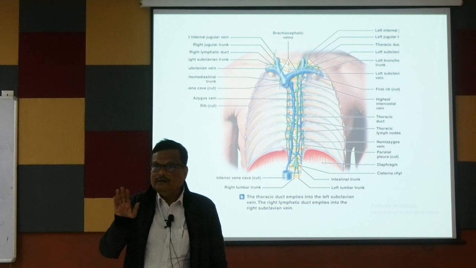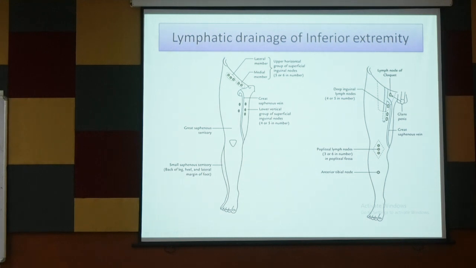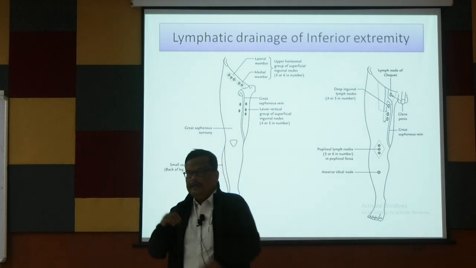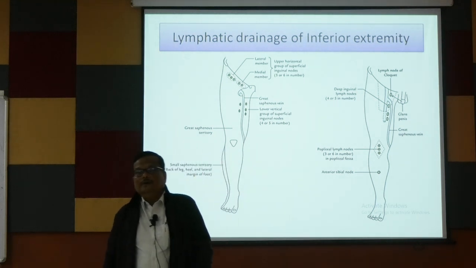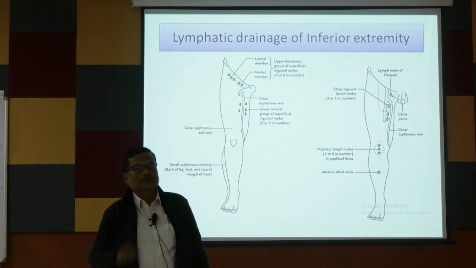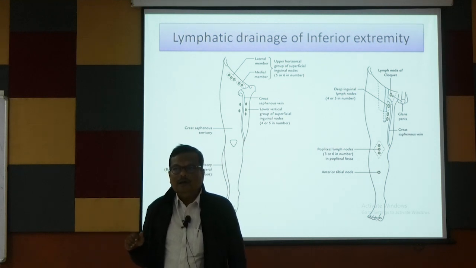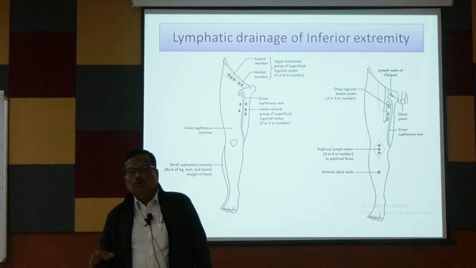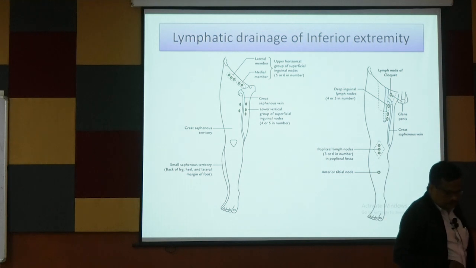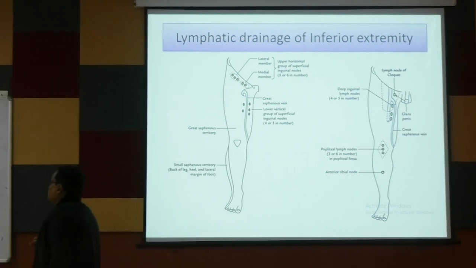Is the idea clear? Now I am going to the main topic. So we have spent almost 15, 20 minutes, and we learned that there are some lymph vessels and some lymph nodes. Some of the lymph nodes are present superficially and some present deep. So, lymphatic drainage of the inferior extremity.